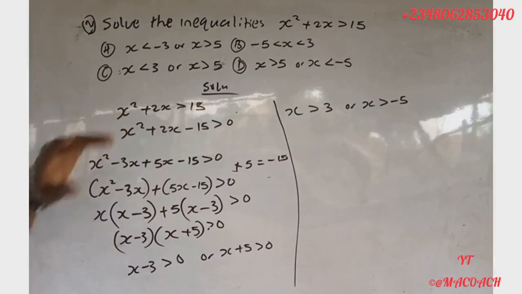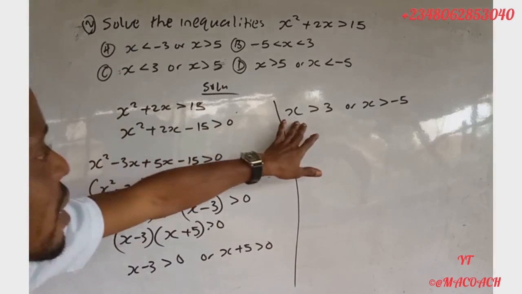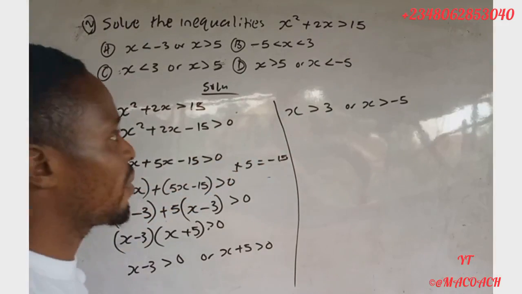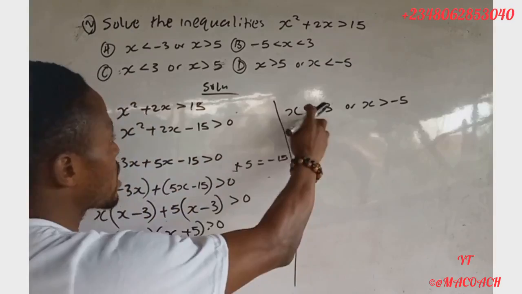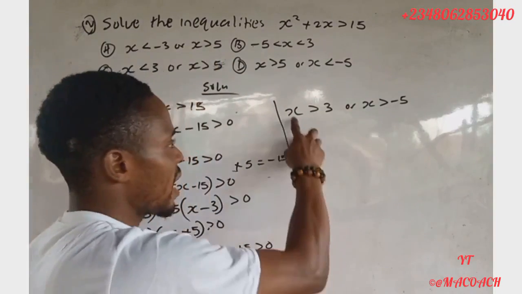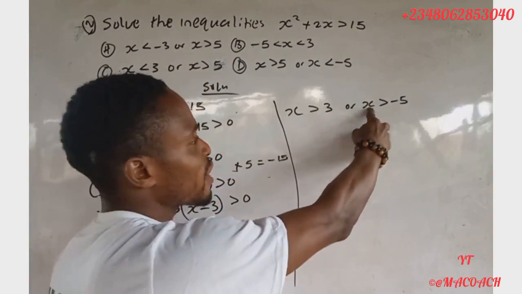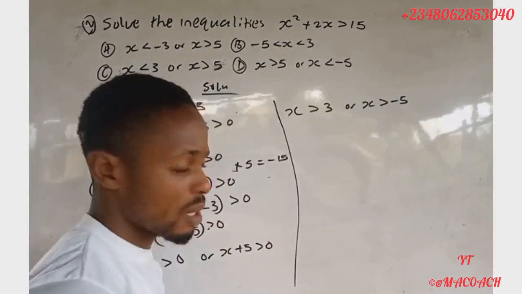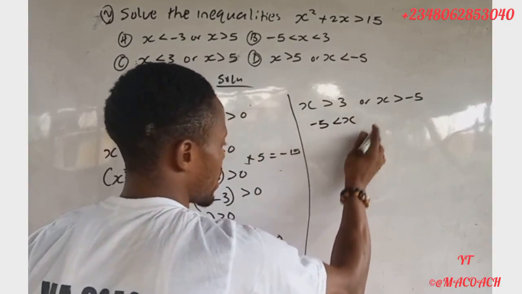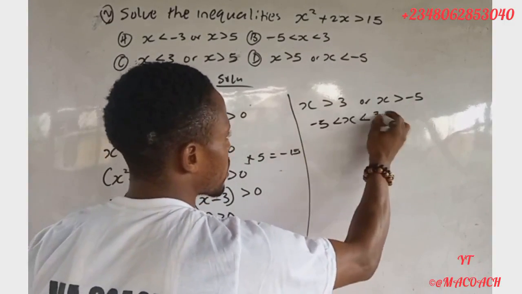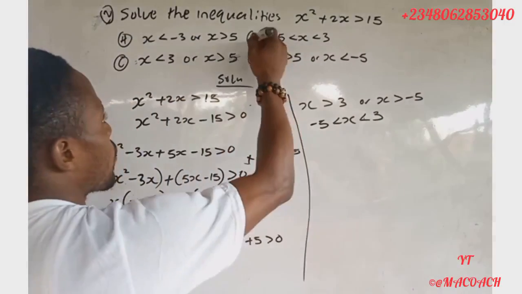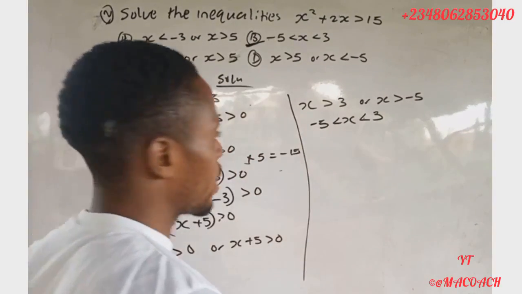So let's look for the question here. We have s greater than 3, but the option is not here. You can also interpret it like this, since you don't see this option: s is greater than 3 and s is greater than minus 5. You can say minus 5 is less than s, and s is less than this 3. So therefore our option here, B, is the correct answer.